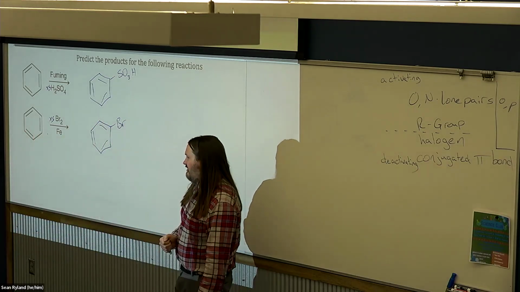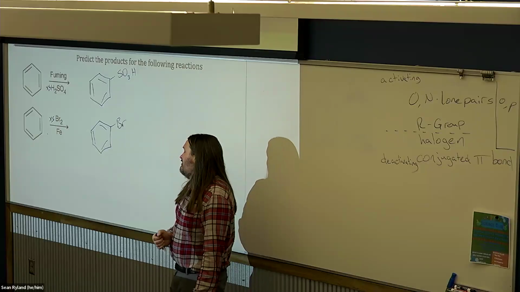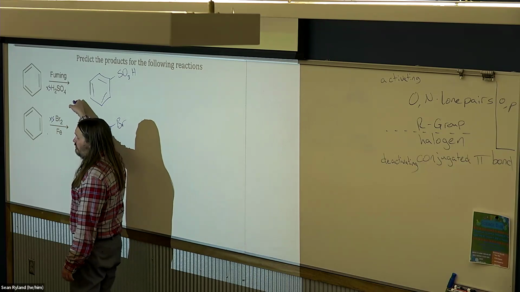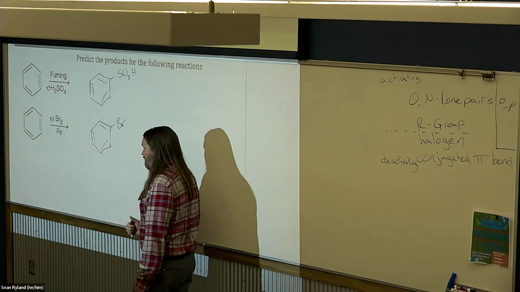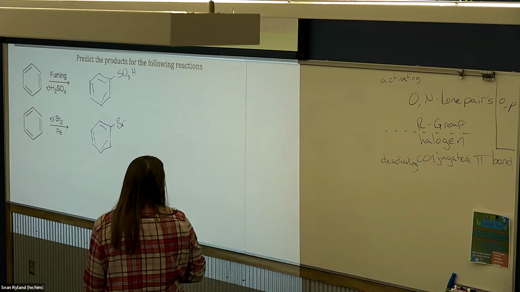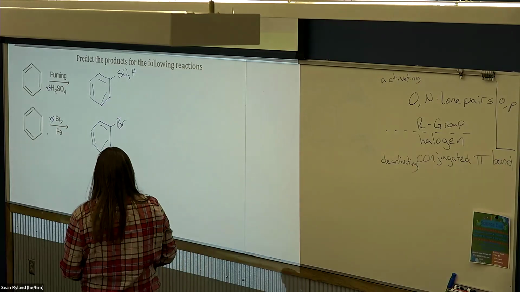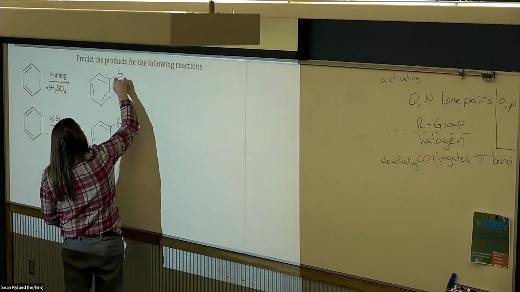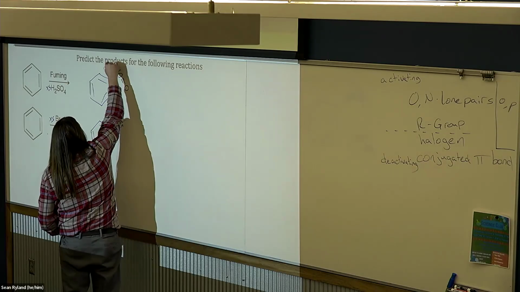What if we had excess? Well, with fuming sulfuric acid you pretty much always have an excess of it, but it usually stops after one step. Why might that be the case? It might be helpful if I draw this out.